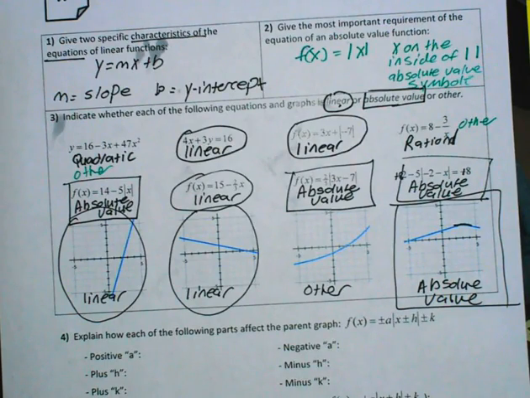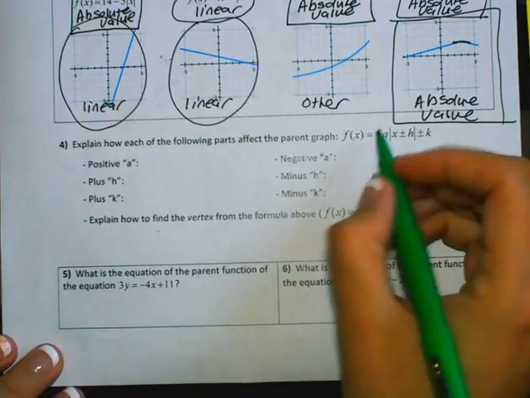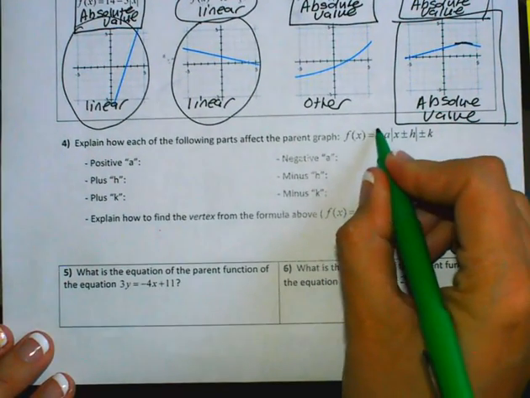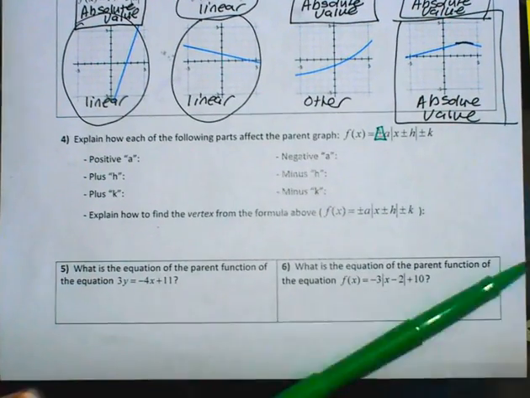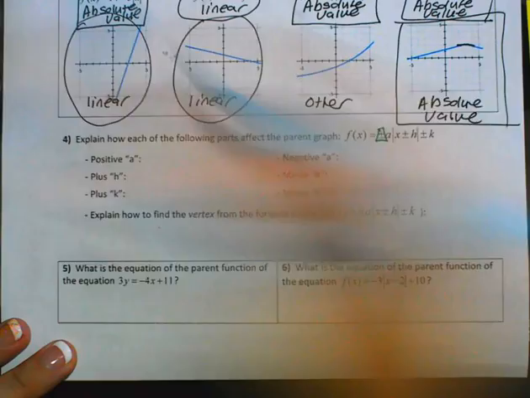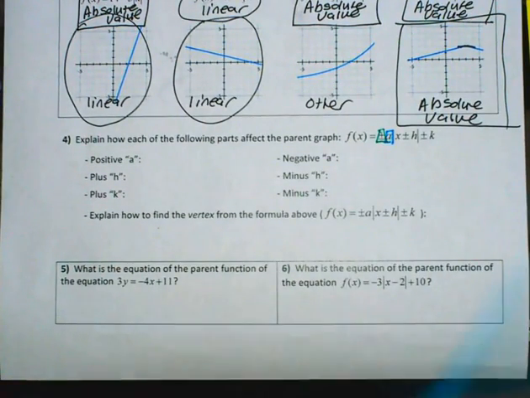Okay, next section, moving down, says explain how each of the following parts affects the parent graph. Okay, so remember that each of these things are different pieces, and something different happens to the graph for each of these pieces.